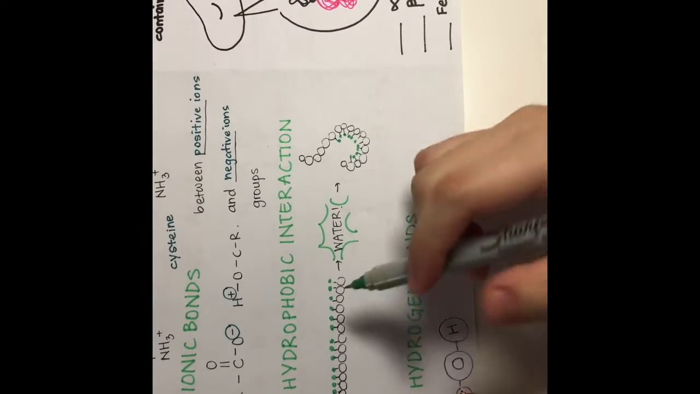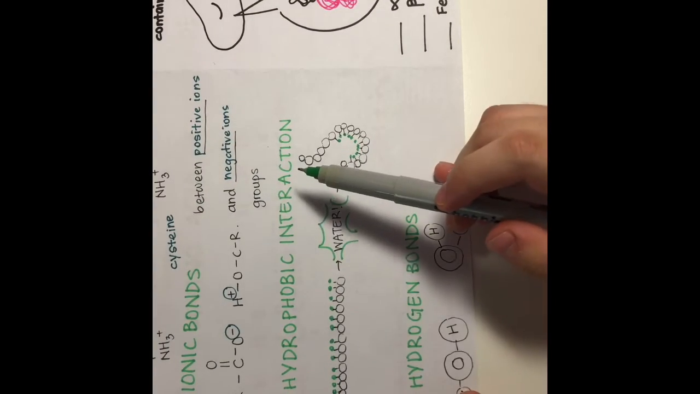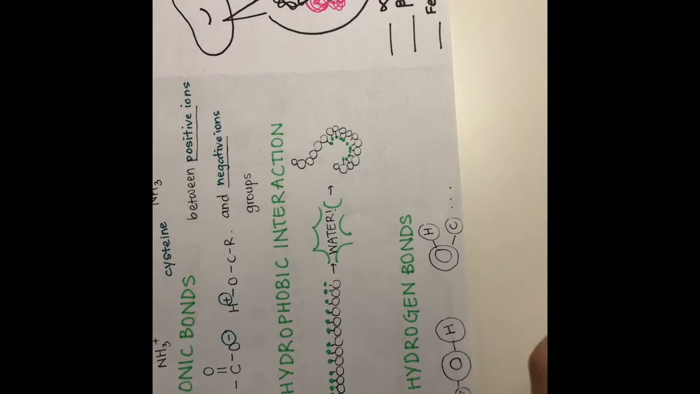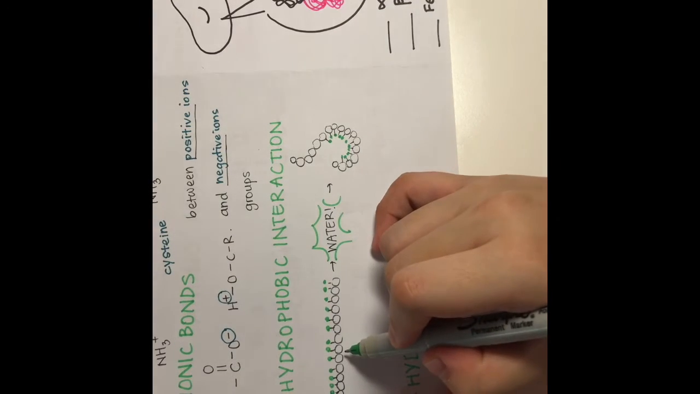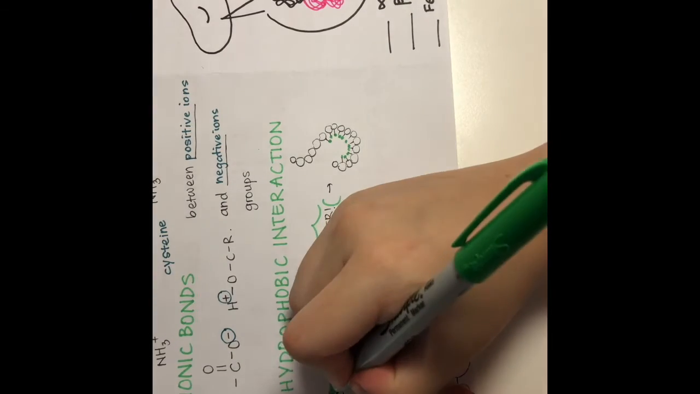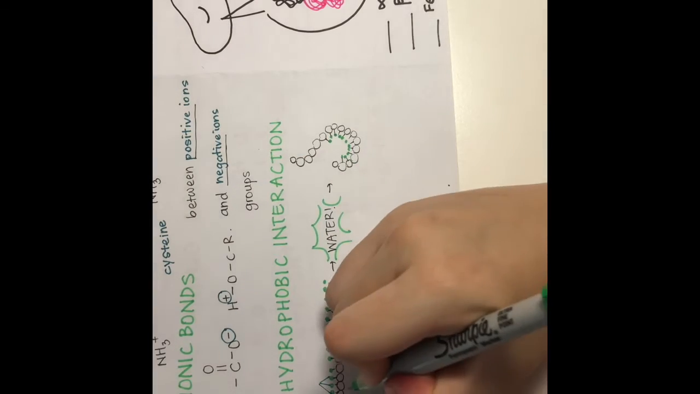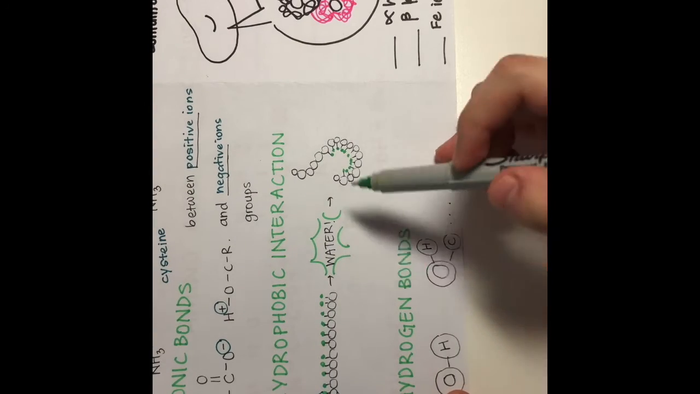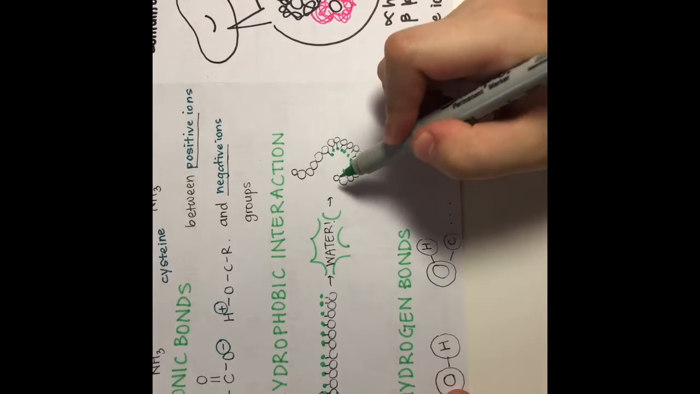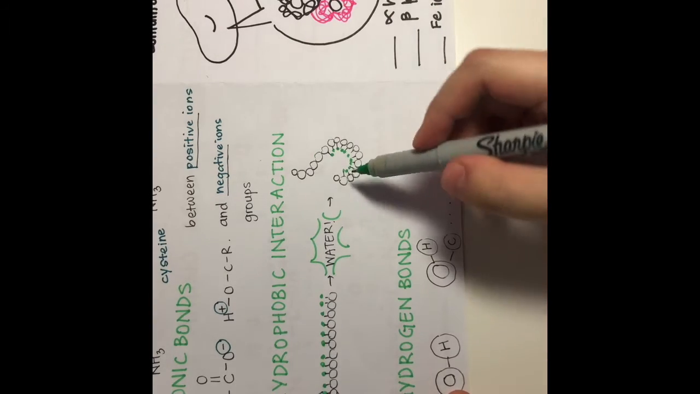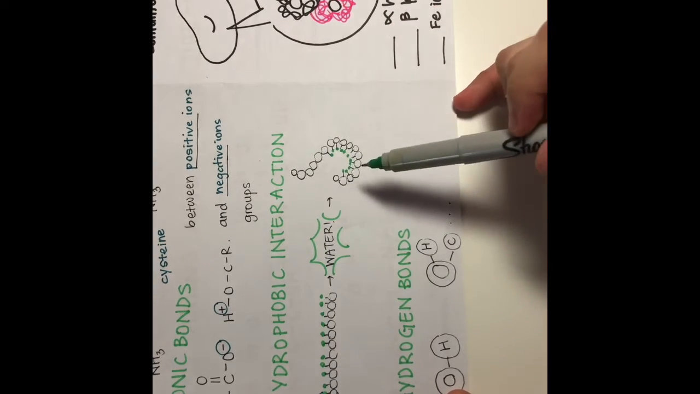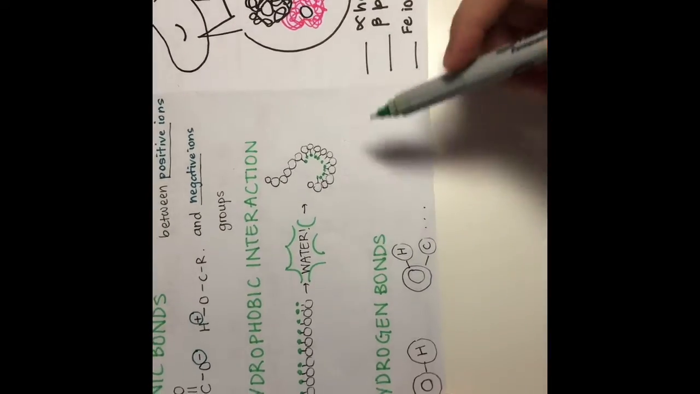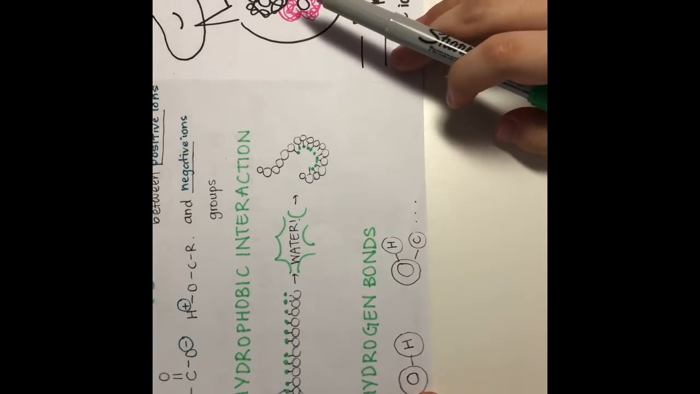And then thirdly, it would be hydrophobic interaction. So over here, we have a polar molecule with a hydrophobic part and a hydrophilic part. When it comes in contact with water, what this molecule will do is try to arrange itself in a way that the hydrophobic part will move as far away from water as possible. So this coiling of the molecule is called the hydrophobic interaction.